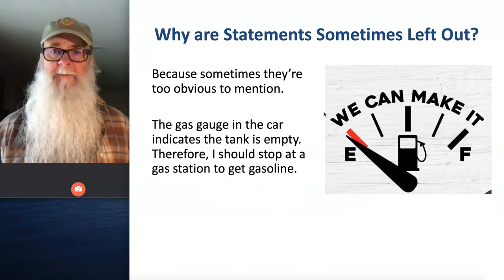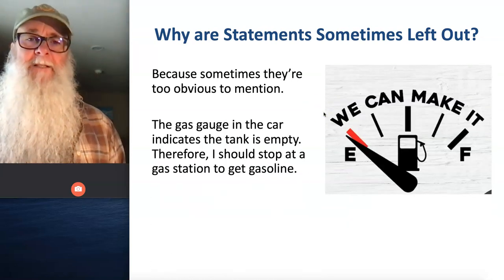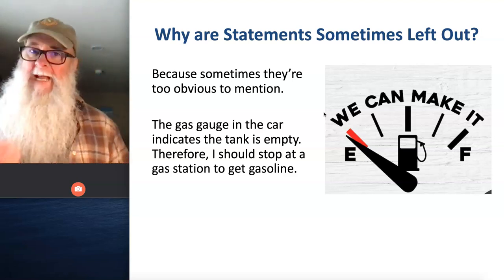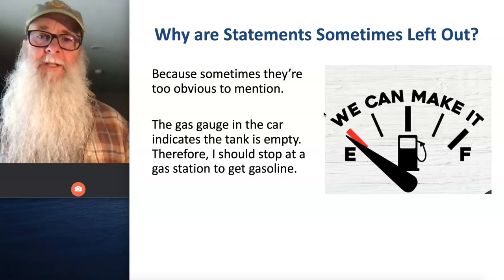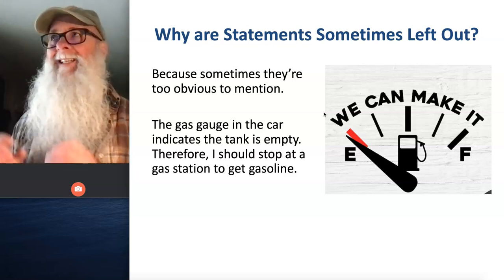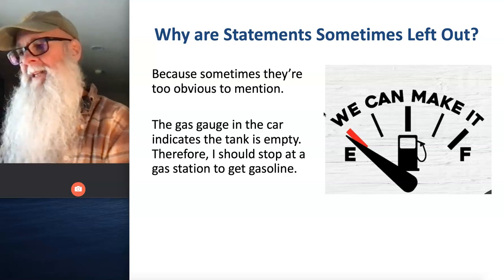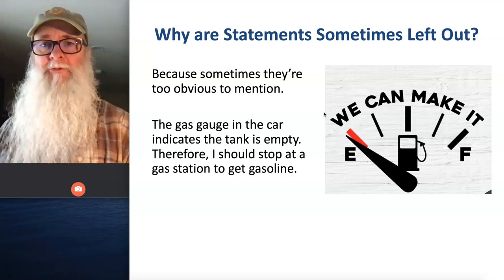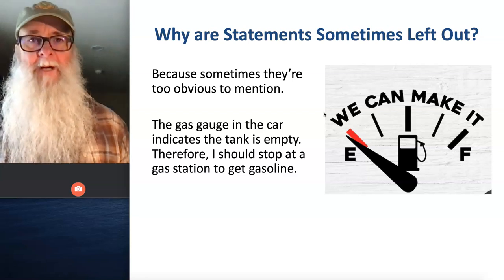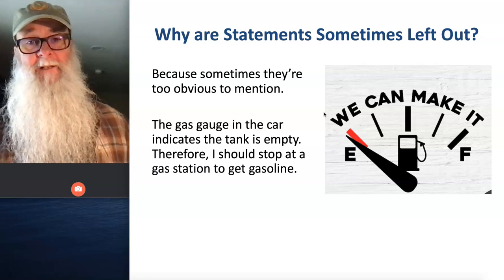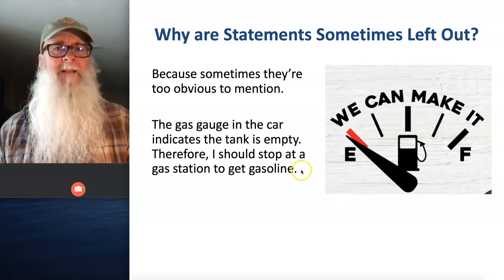So take a look at this argument. The gas gauge in the car indicates the tank is empty, therefore I should stop at the gas station to get gasoline. Okay? Now, if it's true that the gas gauge in the car indicates the tank is empty, that doesn't necessarily imply I should stop at the gas station to get gasoline. There has to be another thing that would also have to be true in addition to that one premise in order to necessitate the conclusion that we better get ourselves to the gas station. Can you think of what that statement is?